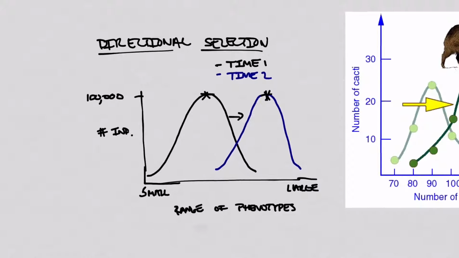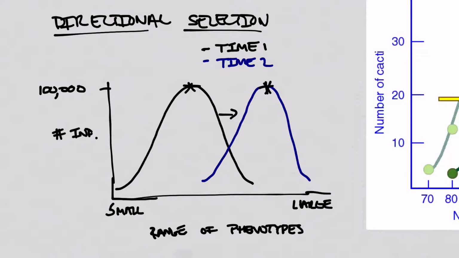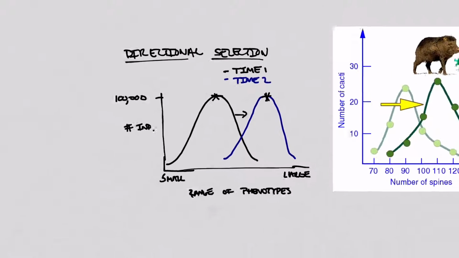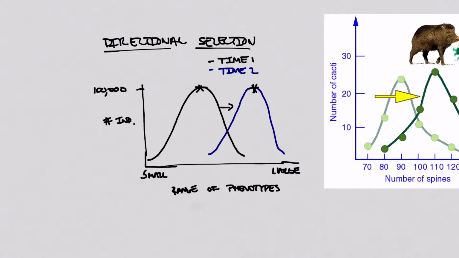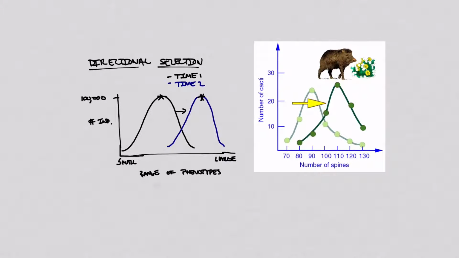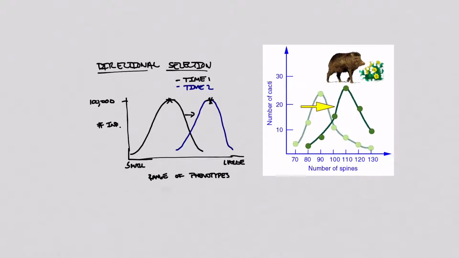You can imagine here, like with our frog example, we have a population of frogs that are on average larger than before, but it could have gone the other way. We could see even smaller frogs. So directional selection could happen in either direction. It just depends on the environmental pressures in the area. Okay, so that's the first type of selection.